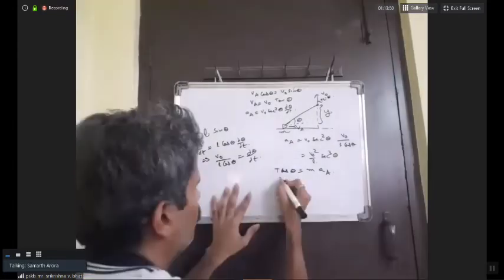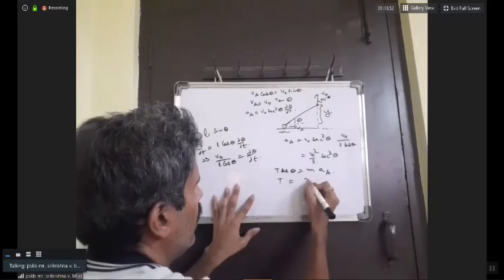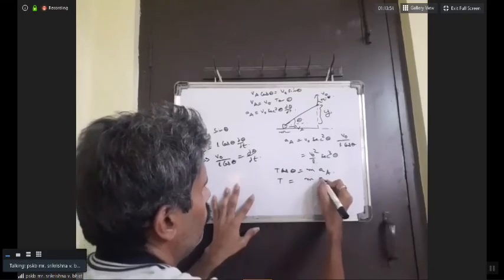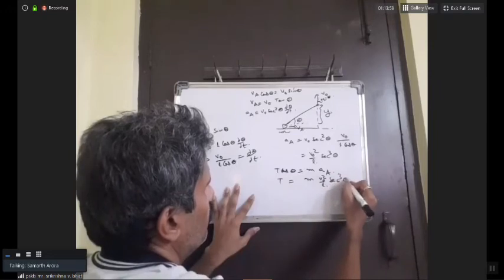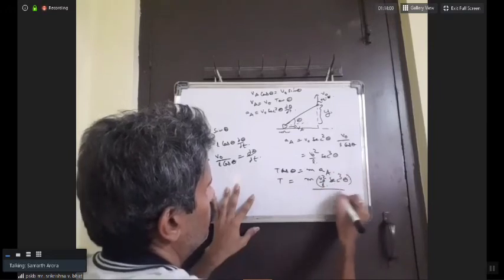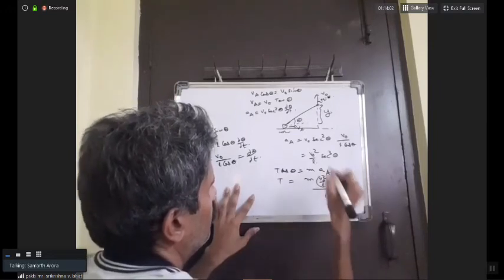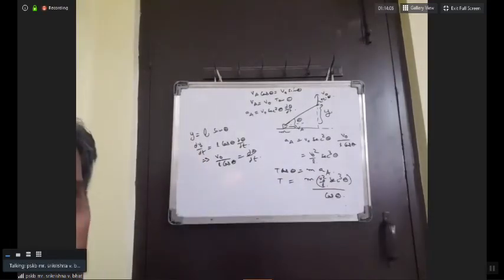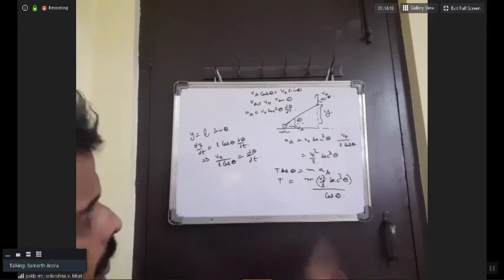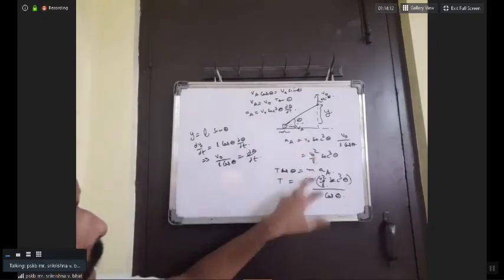T cos theta minus mg, no sir. T cos theta, there's no other force. I'm not taking the vertical equation. Yes, horizontal, yes sir. T cos theta equal to M into A. Got confused, sir.